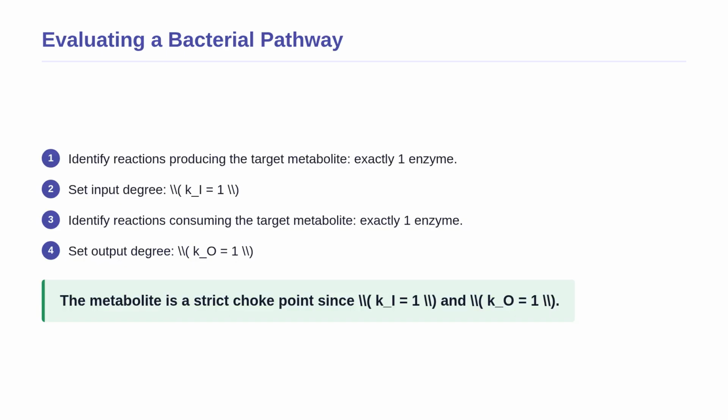Let us evaluate a pathway in a deadly bacterium using these conditions. The database reveals a specific metabolite produced by exactly one enzyme, meaning our input degree, K sub I, is exactly 1. This same compound is consumed by exactly one other enzyme to make an essential survival protein, meaning our output degree, K sub O, is also exactly 1. Because there are no other edges connecting to this compound in the entire database, our conditions are perfectly met, making this a prime target.